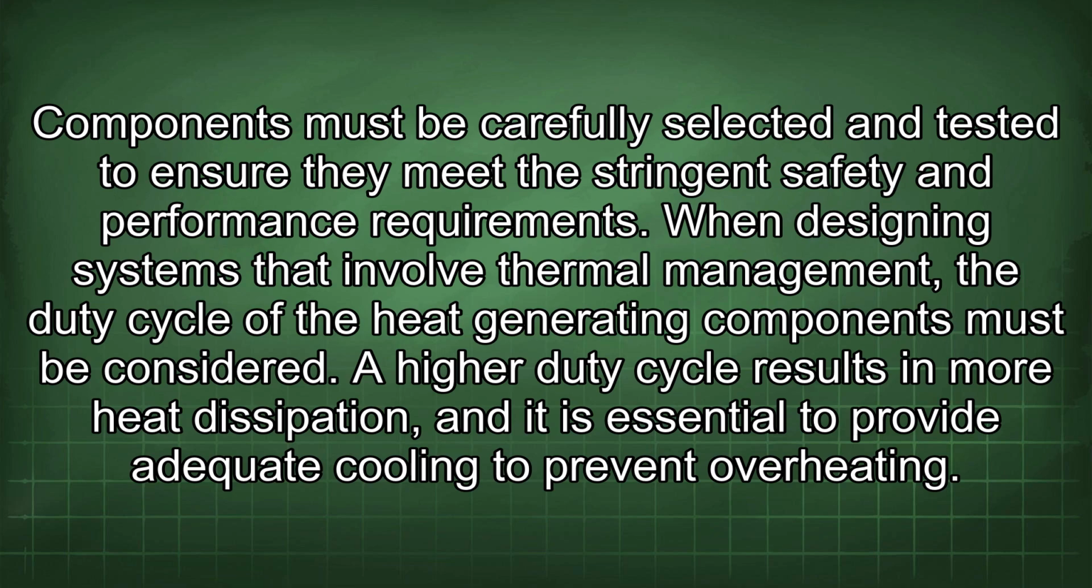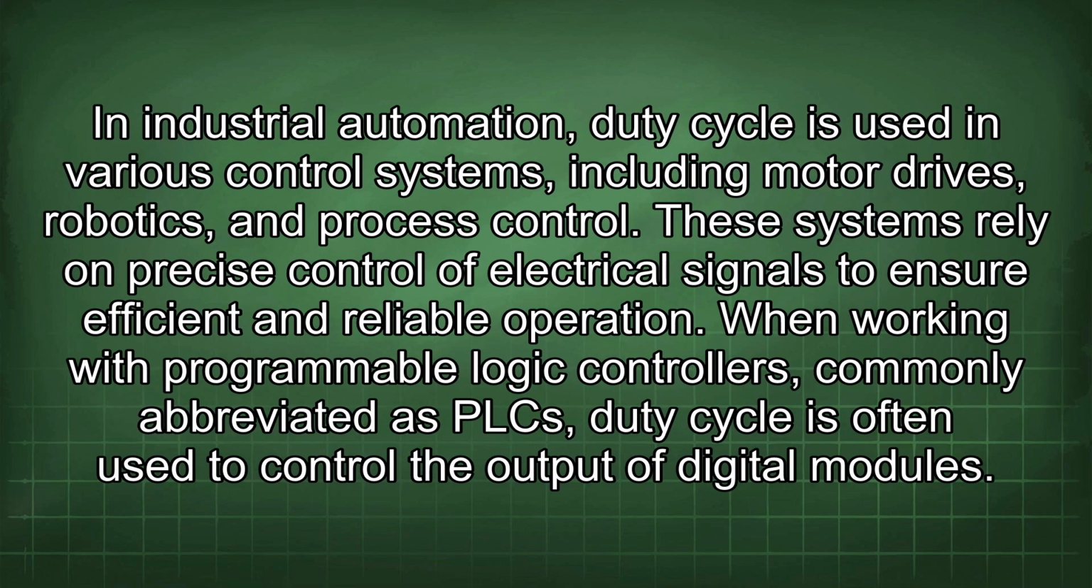When designing systems that involve thermal management, the duty cycle of the heat-generating components must be considered. A higher duty cycle results in more heat dissipation, and it is essential to provide adequate cooling to prevent overheating. In industrial automation, duty cycle is used in various control systems, including motor drives, robotics, and process control. These systems rely on precise control of electrical signals to ensure efficient and reliable operation.